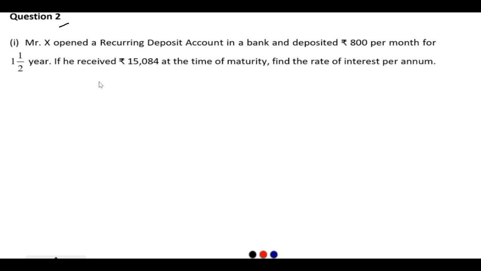It is from banking. Mr. X opened a recurring deposit account in a bank and deposited rupees 800 per month for 1.5 years. If he received 15,084 rupees at the time of maturity, find the rate of interest per annum.